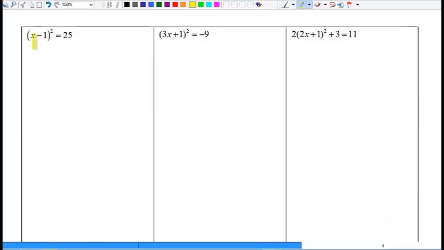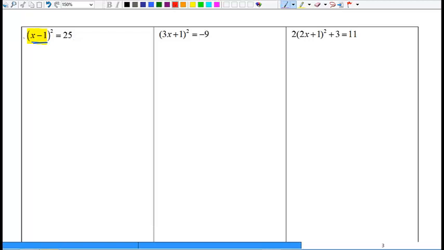Now on these problems, I have more of an expression instead of just x. So I have x minus 1 quantity squared equals 25. Step 1 says to put it in the form expression squared equals number. Well, this certainly is. The expression is the x minus 1 quantity squared equals 25. That's the number. So step 1 is actually already done for us.